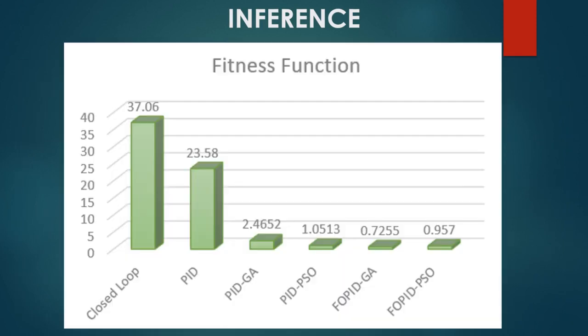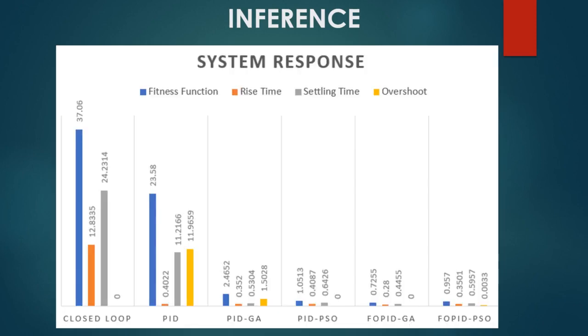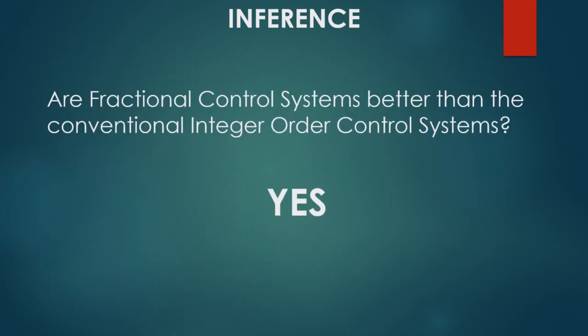This image represents the various fitness values for the various types of controllers that we used, and we can clearly see that the fractional order PID controllers have the best performance. So we can conclude that fractional order control systems are able to perform better than the conventional integer order control systems based on the analysis and the performance metrics that we have derived in this research work.